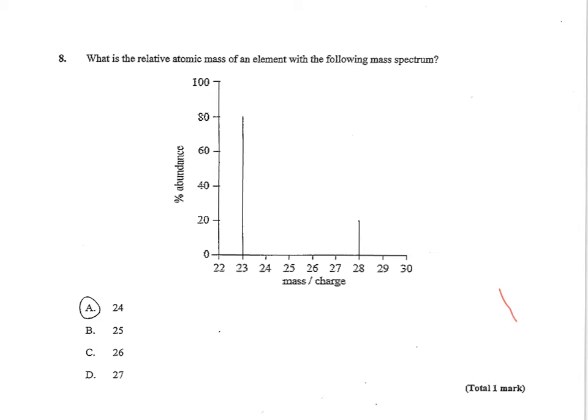Number 8 asks, what is the relative atomic mass of an element with the following mass spectra? You see we've got isotope 23, isotope 28, definitely more of the 23. Our choices all range between 23 and 28. It should definitely be closest to 24, and you could actually punch these numbers in, but 0.8 times 23 is going to put you very close to 24.